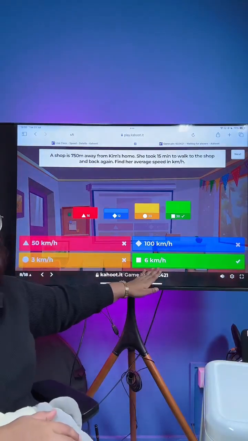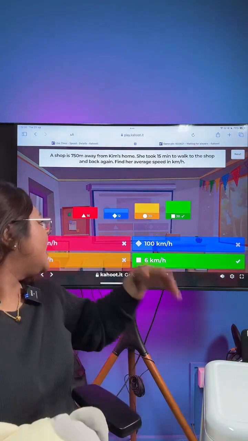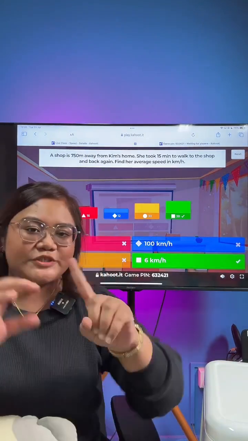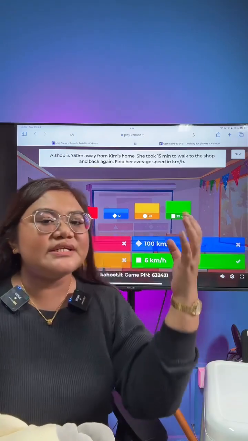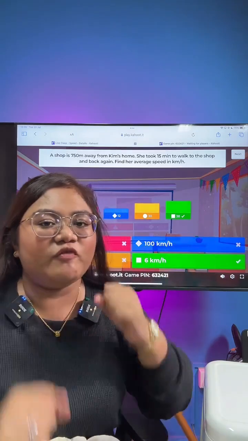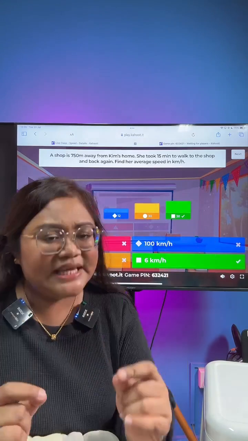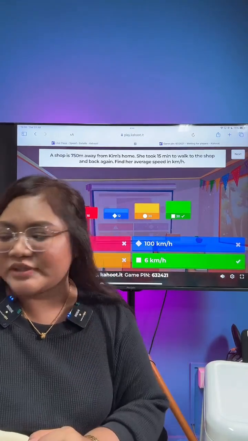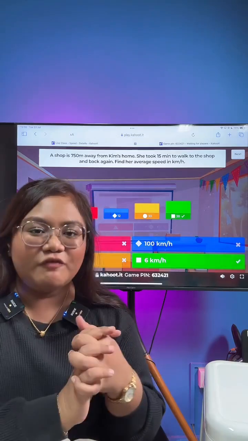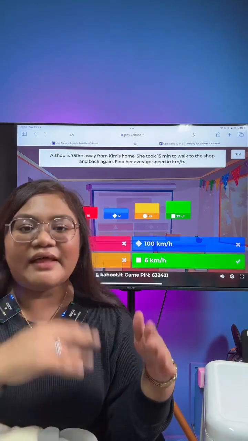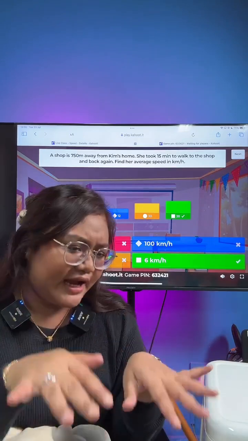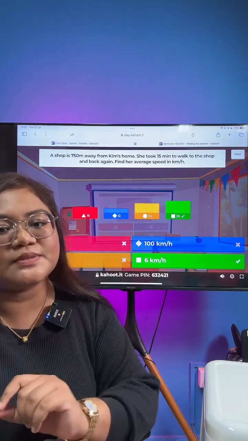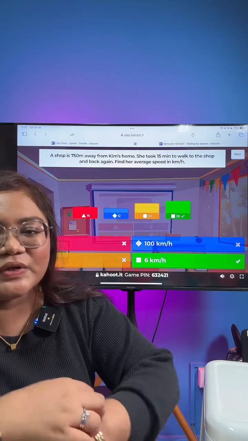The answer is 6 kilometers. Now, for those of you who chose 50 kilometers per hour and 100 kilometers per hour, one question I want to ask you: do you think it's physically possible for you to walk at the speed of a car on the highway at 100 kilometers per hour? If it's not possible, then it will not be the answer, okay?